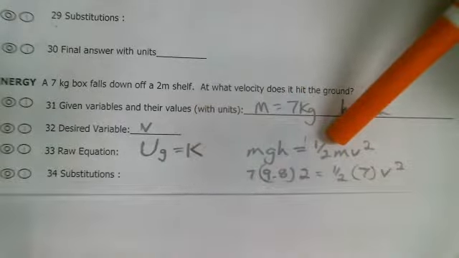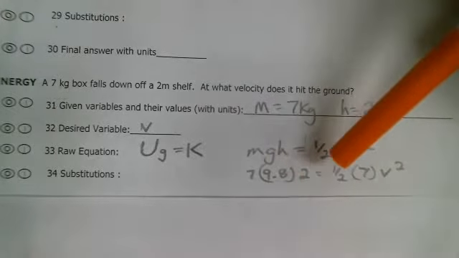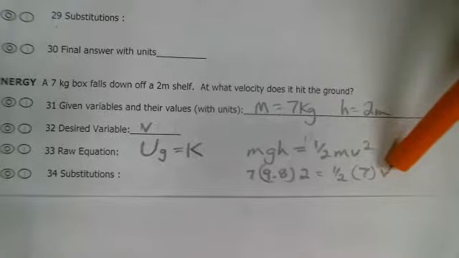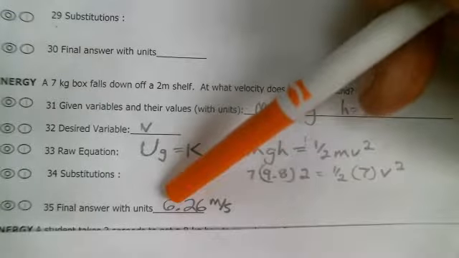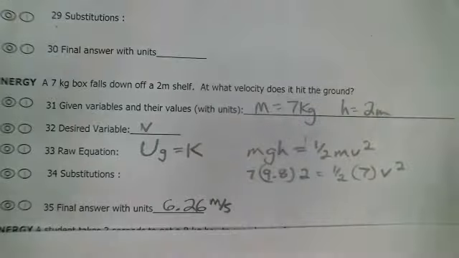Substituting things in: 7 for the m, 9.8 for the g, the height of 2, again the mass of 7, and we're solving for the v. Do your algebra correctly and you should be getting 6.26 meters per second. Don't forget the meters per second. If you didn't write it down, please do so now.